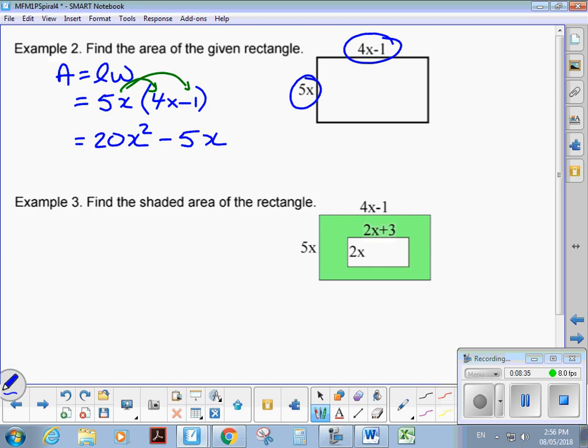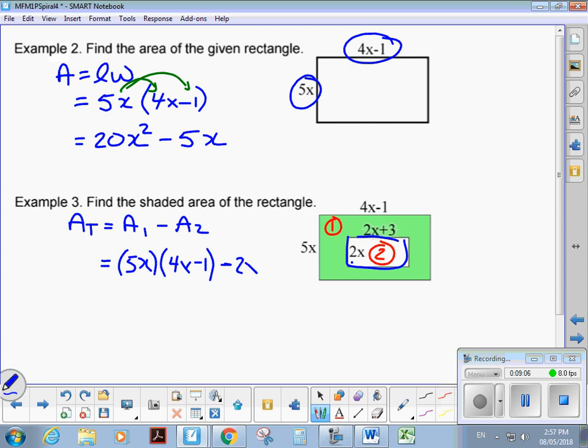The last one. This is a composite shape. All right, this is like unit or spiral 1. So we are going to have area total will equal area 1, the big area, minus the little area, area 2. So length times width, so the big guy is 5x times 4x minus 1. Subtract the inside of the small one, so it is 2x times 2x plus 3.